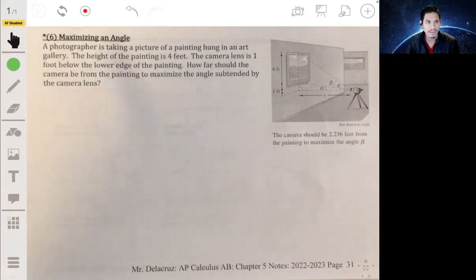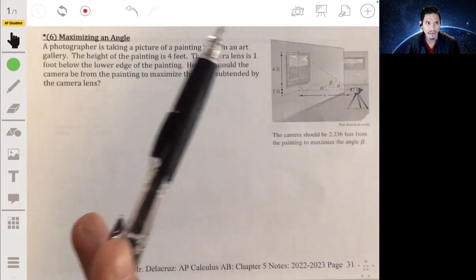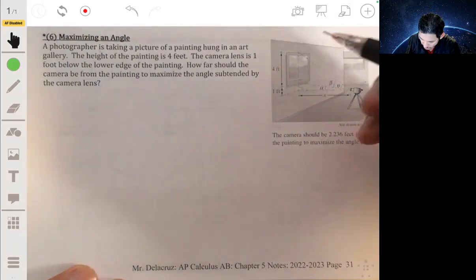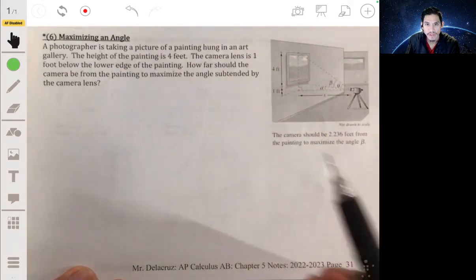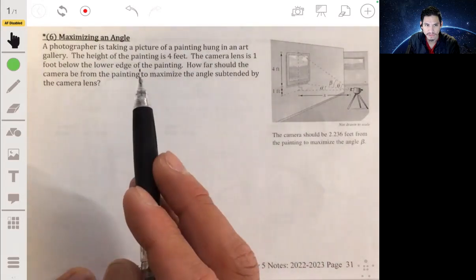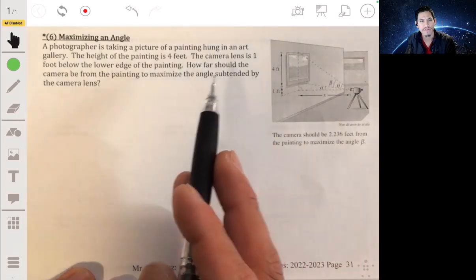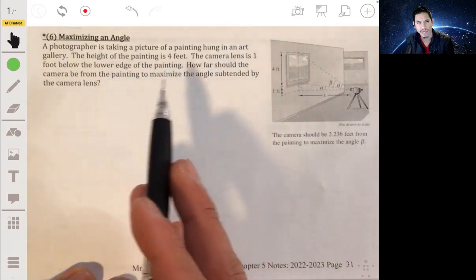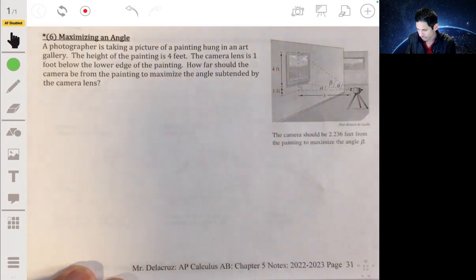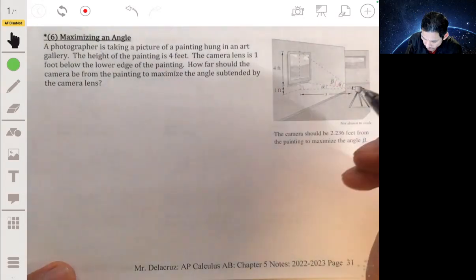Okay, so in this problem, we got that a photographer is taking a picture of a painting hung in an art gallery, and the height of the painting is 4 feet, which you can see over here. And then the camera lens is 1 foot below the lower edge of the painting, so shown here. And the question is, how far should the camera be from the painting to maximize the angle subtended by the camera lens? Okay, so first let's make it clear what we're trying to figure out in this diagram.